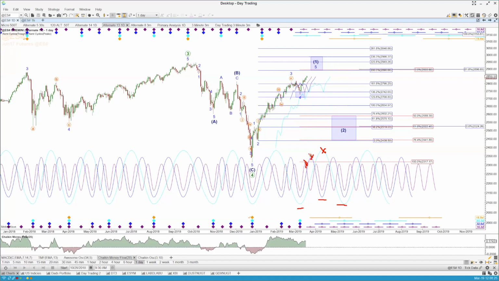So I've got 3 cycles of different degrees of magnitude that are looking to complete in this region, and this box actually covers the expected time zone here for the major peak of these cycles. So that's between the 25th of this month and the latest, the 10th of April. So we're looking for a peak into that period.